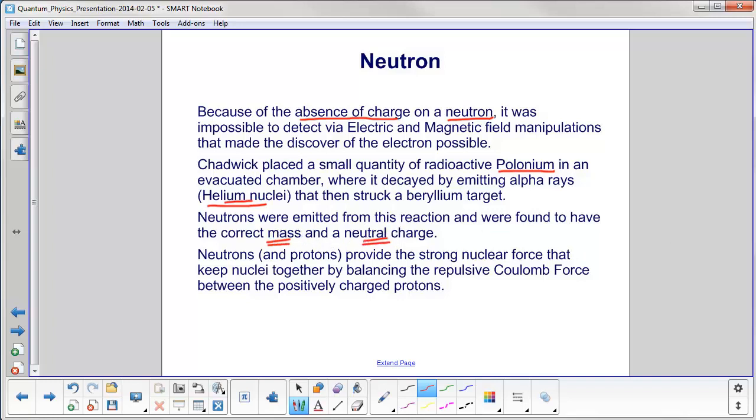So the function of neutrons, and also protons in the nucleus, there's the strong nuclear force that keeps the nuclei together. This strong nuclear force balances the repulsive Coulomb force that is felt between the positively charged protons. We'll talk about that more later in the nuclear physics section of this course.